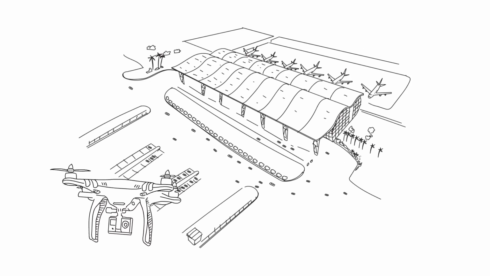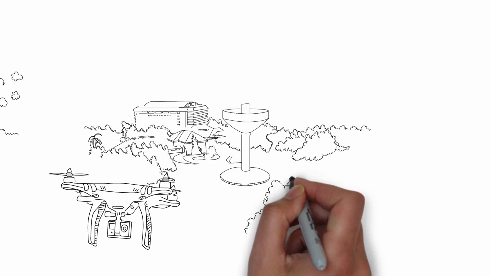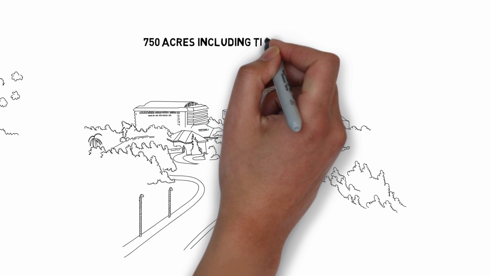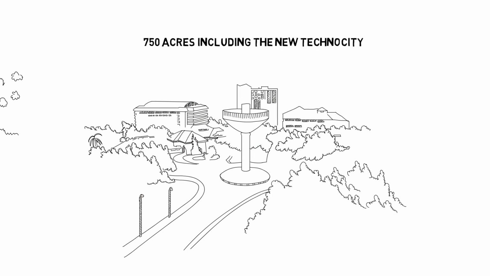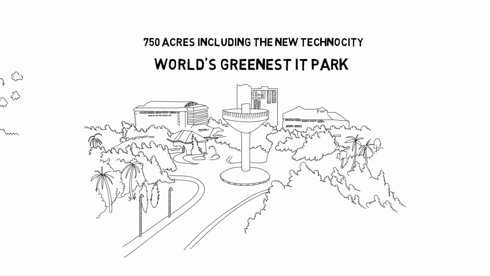Aptly located within 15 kilometers away from the airport, in the coastal city of Thiruvananthapuram, Technopark is set up in a biodiverse tropical monsoon paradise covering an area of 750 acres. Through concentrated efforts of safeguarding the natural ecosystem, Technopark has been acclaimed as one of the world's greenest IT parks.